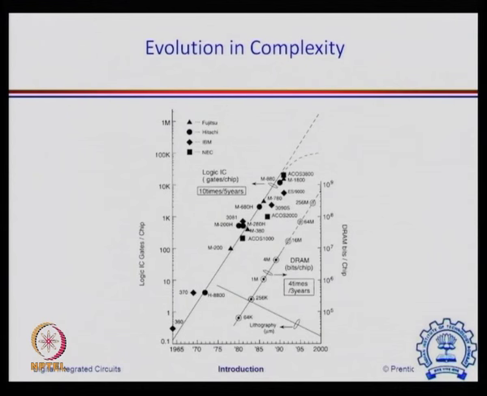So, this is a graph between the years and the number of logic gates per chip, and you can see it is slightly separated, with the same graph Moore's law has been shown separately. This is for memories and this is for processors. And this line is essentially why this graph has been shown.